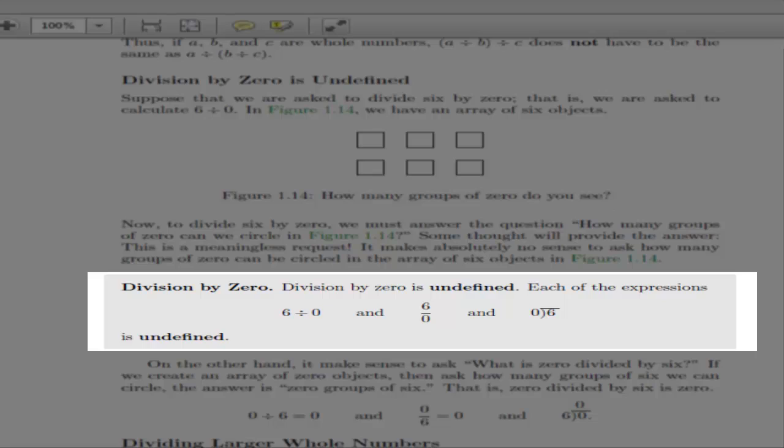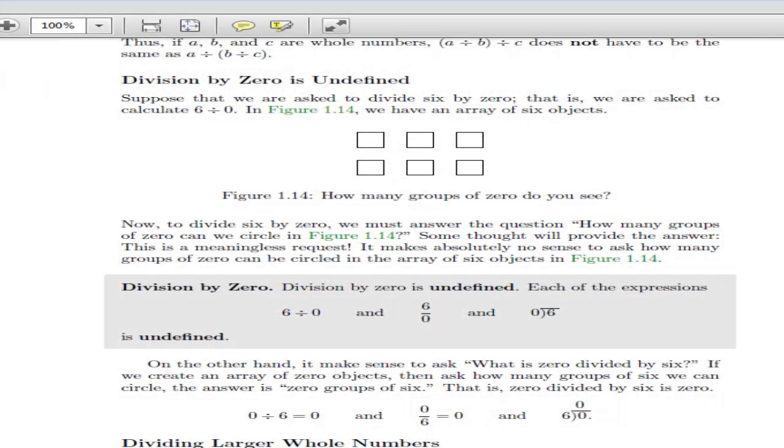On the other hand, it makes sense to ask, what is 0 divided by 6? If we create an array of 0 objects, then ask how many groups of 6 we can circle, the answer is 0 groups of 6. That is, 0 divided by 6 is 0.